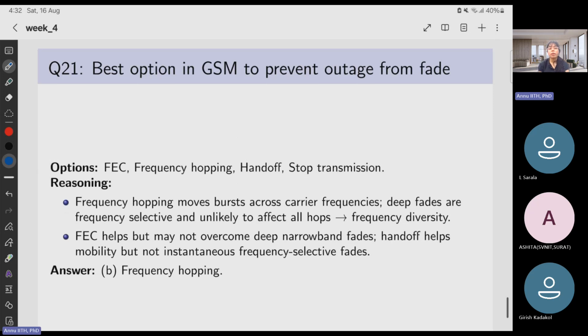There is also another theoretical question asked last year: what is the best option in GSM to prevent outage from fade? It can be forward error coding, frequency hopping, handoff, or stop transmission. In general, GSM, which is 2G, uses frequency hopping, because frequency hopping moves bursts across carrier frequencies. Deep fades are frequency selective and unlikely to affect all the hops, which is frequency diversity. FEC helps but may not be required. Deep narrowband fades and handoff help mobility but not instantaneous frequency-selective fades.